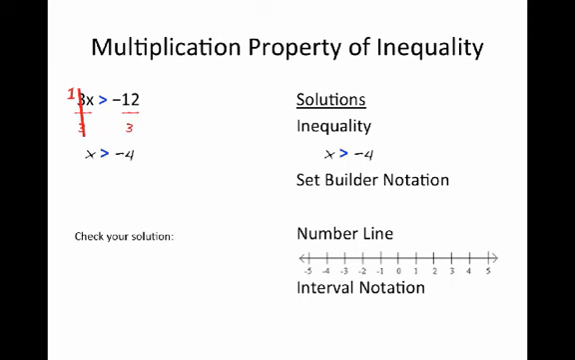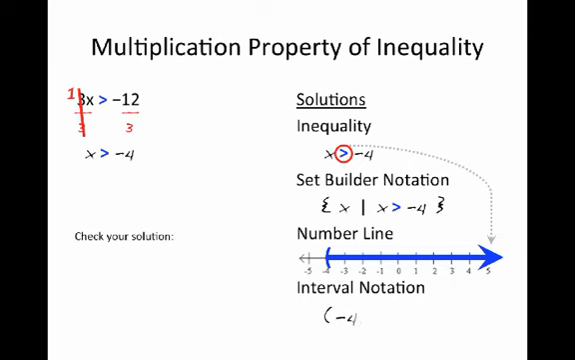To write the solution in set builder notation, we write any real number x such that x is greater than negative 4. To put that on the number line, we start at negative 4. We're going to use an open symbol because the inequality does not have an equal. We're going to shade to the right, and notice that our inequality points to the right. When the variable is on the left, we shade to the right.